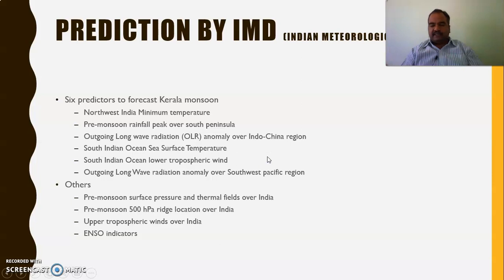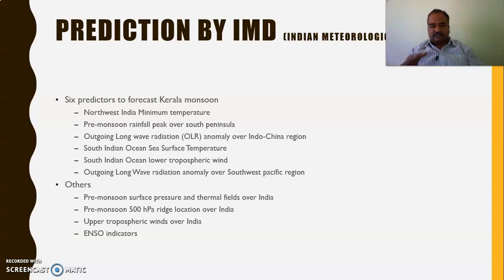Particularly, the Indian Meteorological Department, which looks into agricultural drought, has 6 predictors to forecast the Kerala monsoon. Every time, in the month of May itself, they announce when the monsoon will enter Kerala, by what time it will enter Telangana, by what time it will enter AP, and like this, they inform us of the possible dates. So how is the IMD, the Indian Meteorological Department, capable of predicting these?